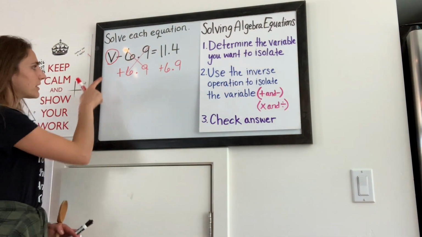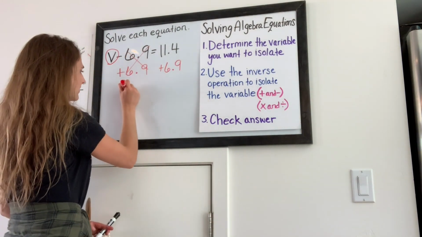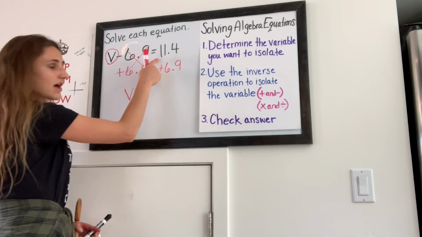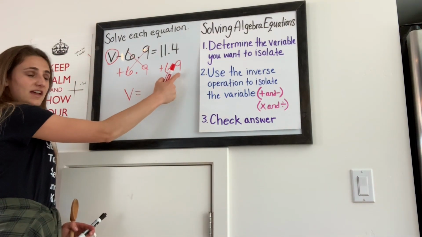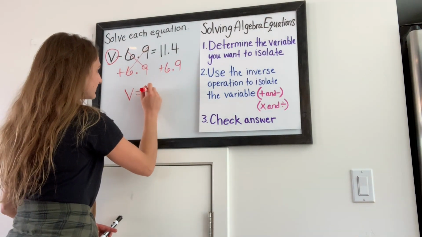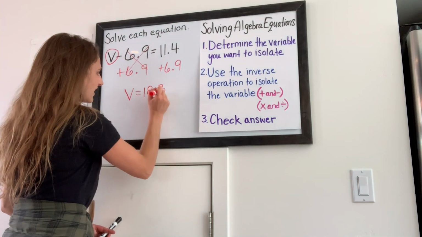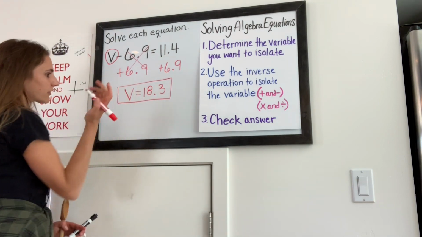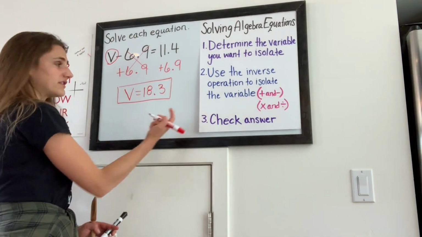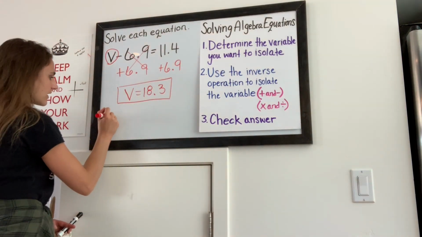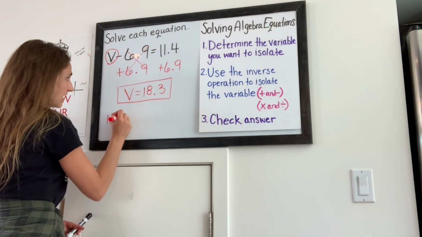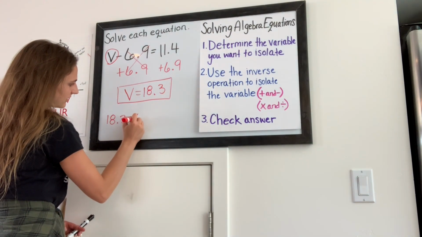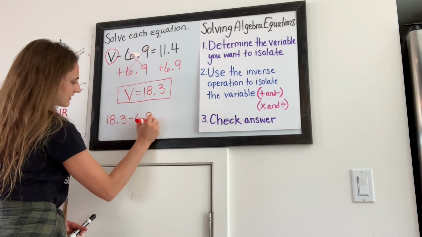Regardless of how we think about it, we are just left with v on the left side. 11 and 4/10 plus 6 and 9/10 equals 18 and 3/10. So we think we found our final answer. However, we don't know for sure until we've checked it, which is step 3. So instead of writing v, I'll write 18 and 3/10. I'll subtract 6 and 9/10.